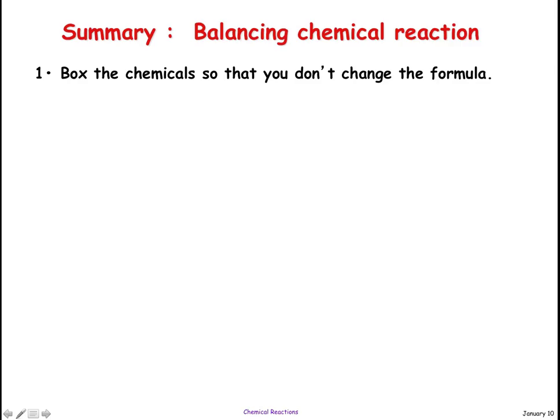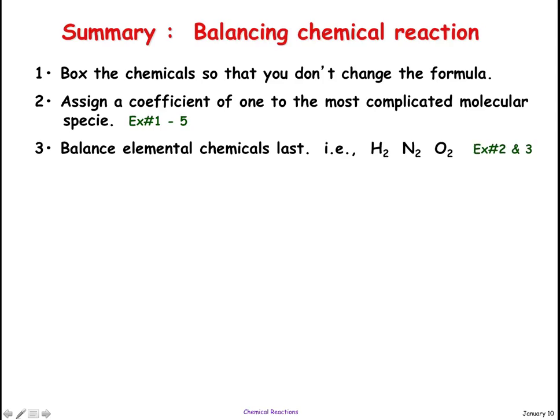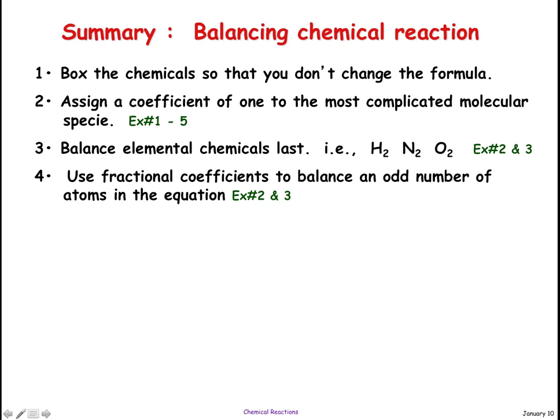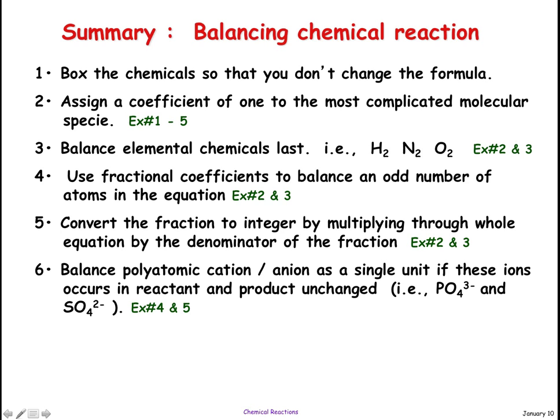Here's a summary of what we just talked about. Box the chemicals so you don't change the formula. Assign a coefficient of 1 to the most complicated and start there. Balance elements with only one type of atom last. Use fractions to balance odd numbers of atoms. Convert the fractions to integers so that you don't have fractions in your balanced equation. And then balance polyatomic ions as a whole unit.